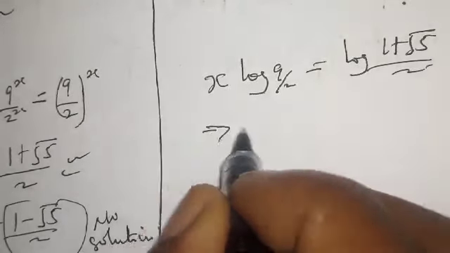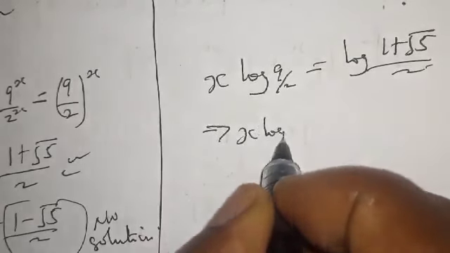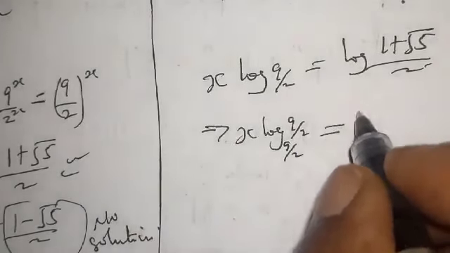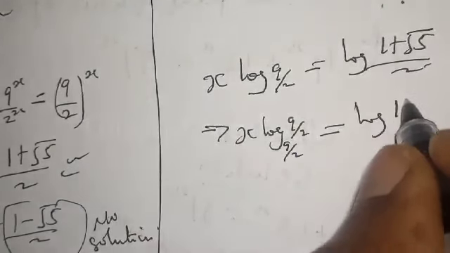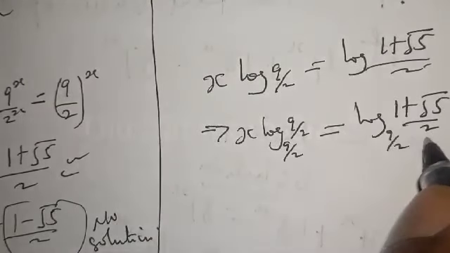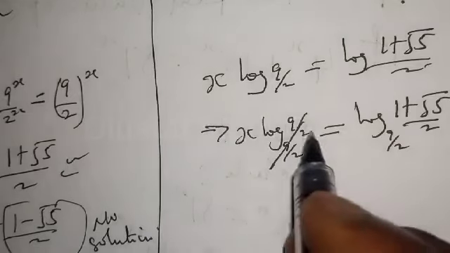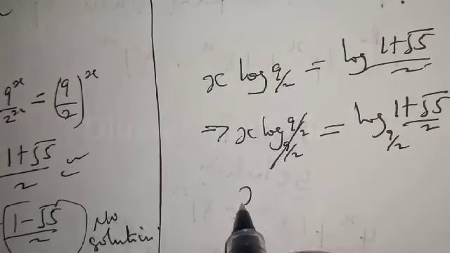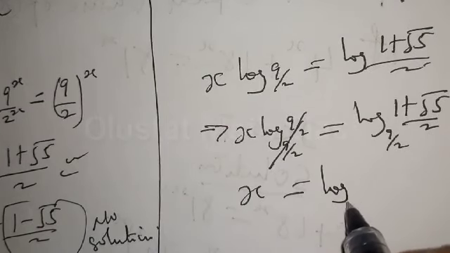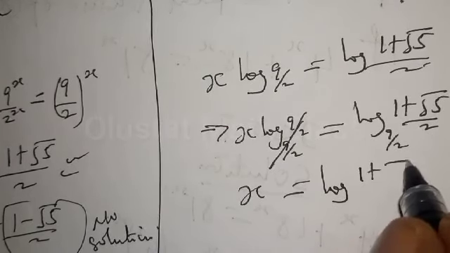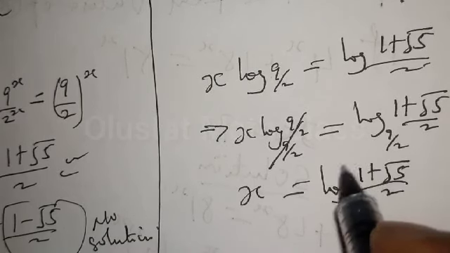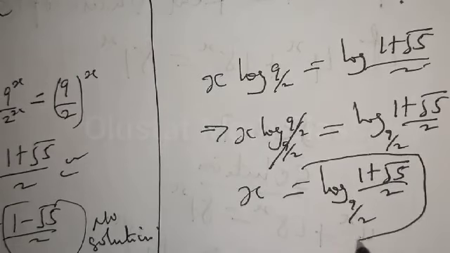Then this can be written as x log 9 over 2 with base 9 over 2 to be equal to log of 1 plus root 5 over 2 with base 9 over 2. This one will cancel, the same base, which is 1. We have x to be equal to log of 1 plus root 5 over 2 base 9 over 2. That is our final answer.